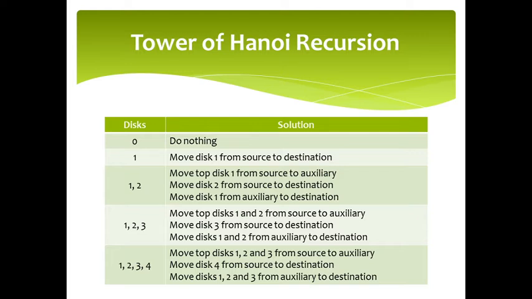Now, let's summarize the solution. For a puzzle with no disk, we do nothing. For a puzzle with one disk, we transfer the disk from the source to the destination. As for the puzzle with more than one disk, we notice that they actually follow the same pattern, and that moving the top disks is solvable if you just reference them to their previous row.